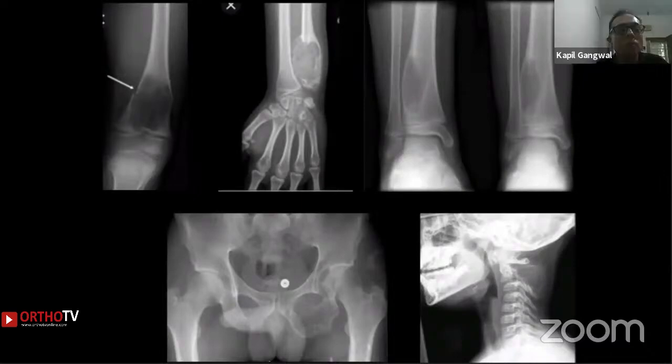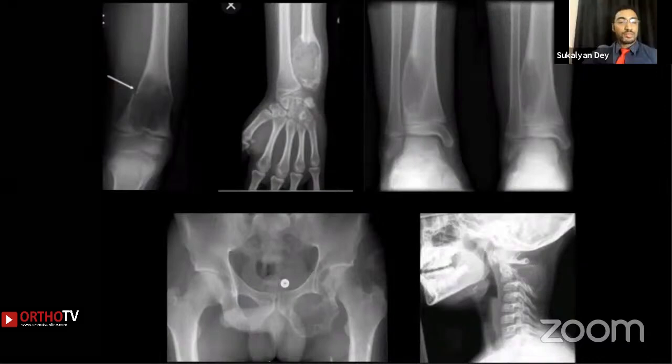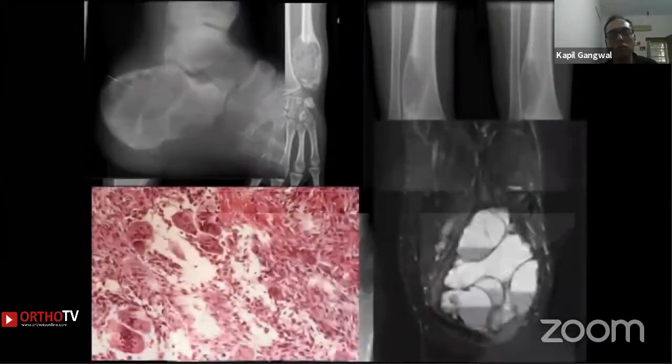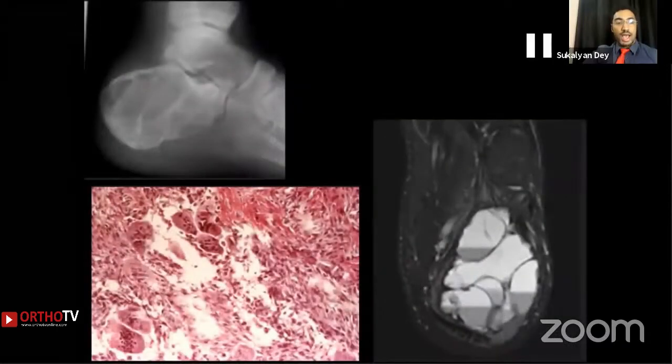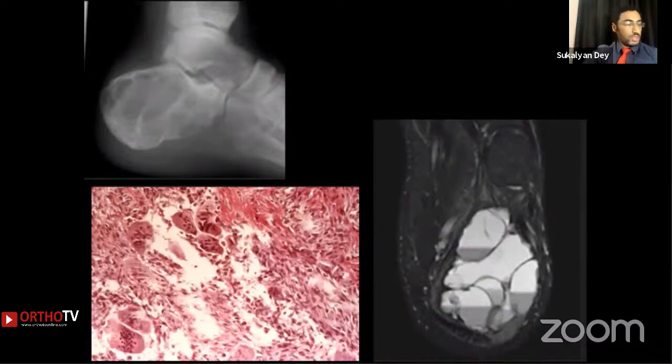The X-ray shows a typical eccentric lytic and expansile lesion, and advanced imaging shows fluid levels inside the cavity, and the histopathology shows blood-filled cavernous spaces, giant cells and spindle cells, and strands of woven bone. There might be some indication of a vascular lesion taking place somewhere inside.